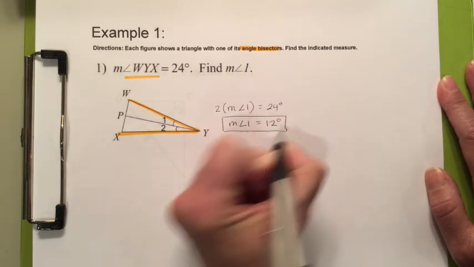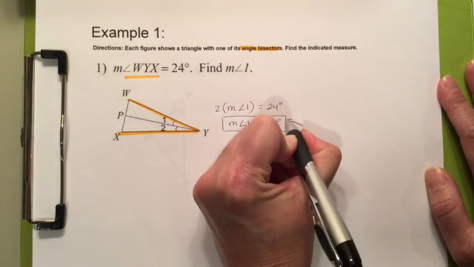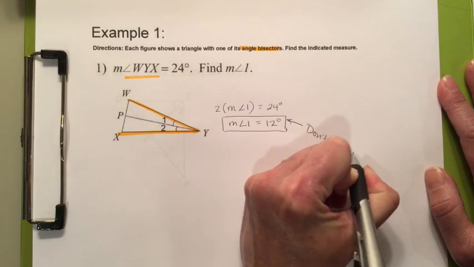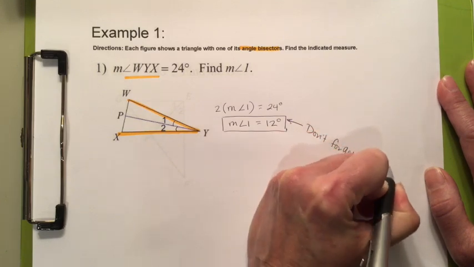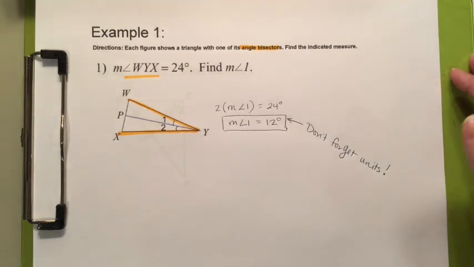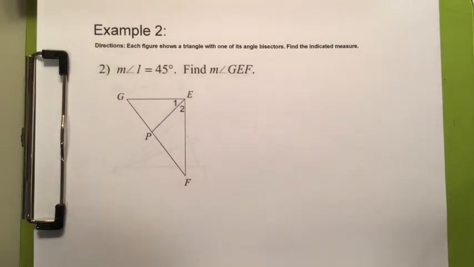Okay, we usually put a little box around our answer. Another thing, don't forget the degrees. So we'll say, don't forget your units. Well, on angle measures, degrees, that's your angle measure, and so that's what the units are when you're measuring an angle. Okay, next problem. They're going to get a little tougher, I promise.